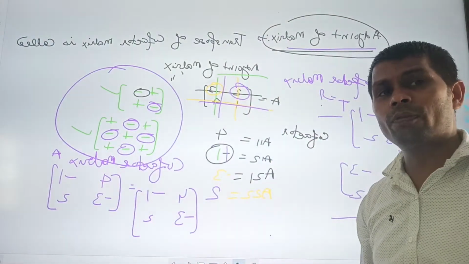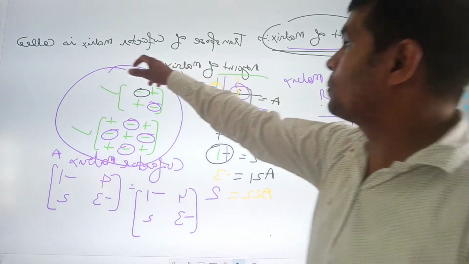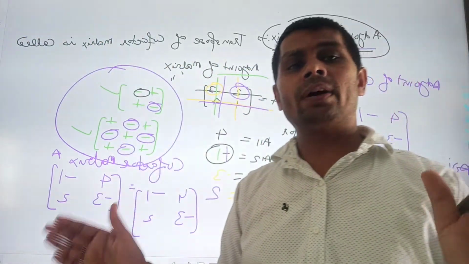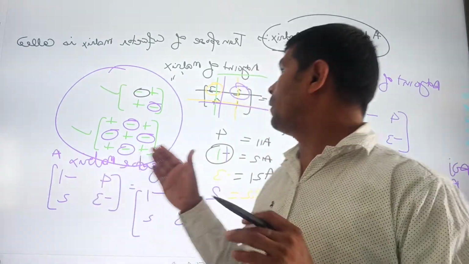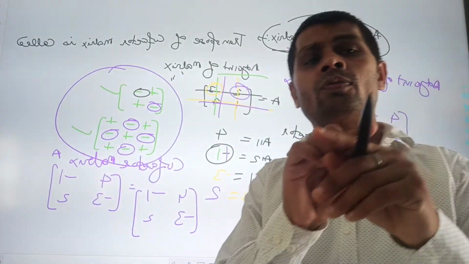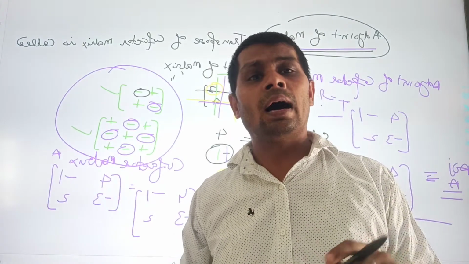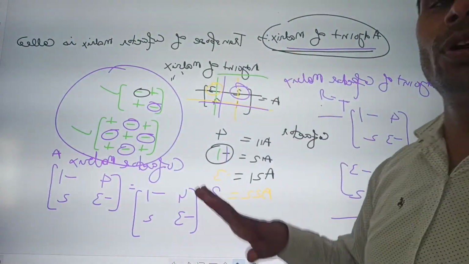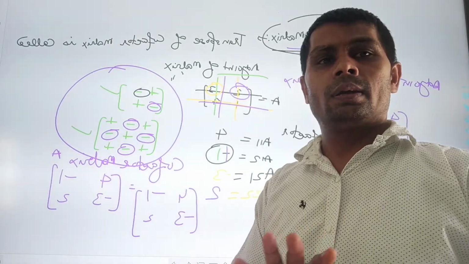So what is the adjoint? The transpose of the cofactor matrix is called the adjoint. That means you will find the cofactor matrix, and then you will take the transpose of that. Whatever you get after doing the transpose is the adjoint of the matrix. Is it okay?